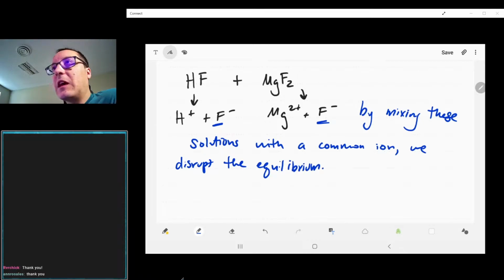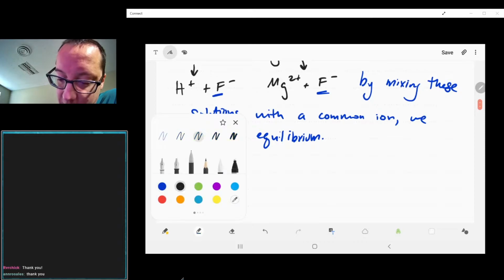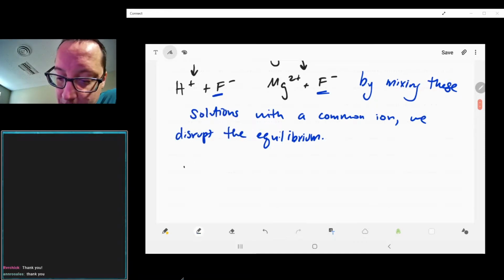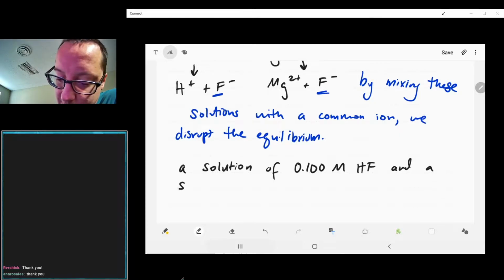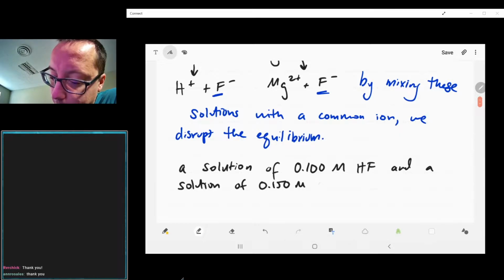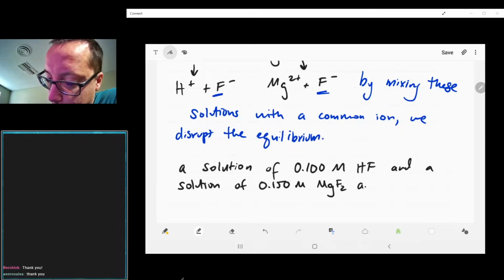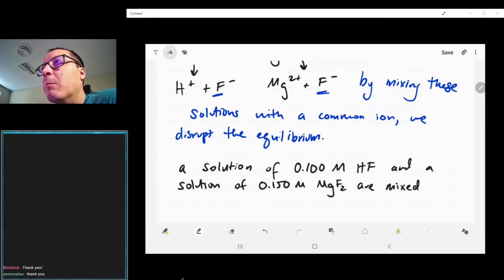So let's go ahead and do this. So let's say we are going to be mixing a solution of, I don't know, 0.1 molar HF and a solution of magnesium fluoride are mixed. And we're going to say that let's do equal volumes of each.